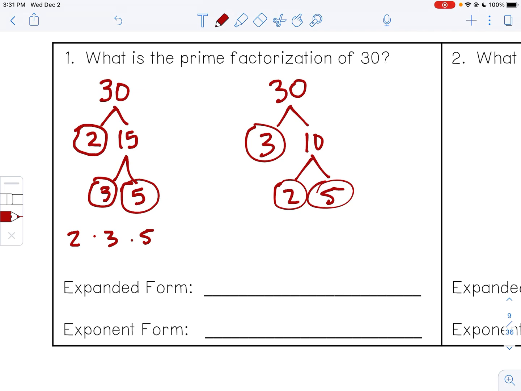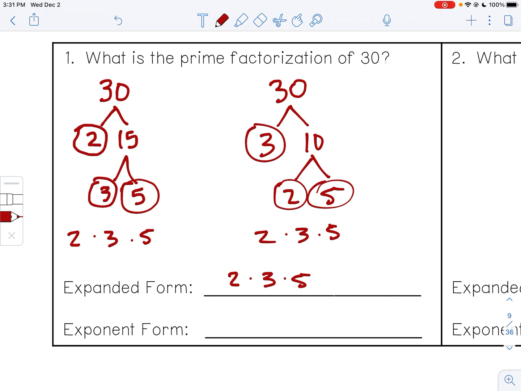So on my next problem, when we did 3 and 10, I have 3, 2, and 5, but that's not in order from least to greatest, so I need to put it in order from least to greatest. So 2 times 3 times 5. If you notice, these are the exact same. So it does not matter what factor you use, as long as you factor it all the way to its prime numbers. So my expanded form is 2 times 3 times 5.